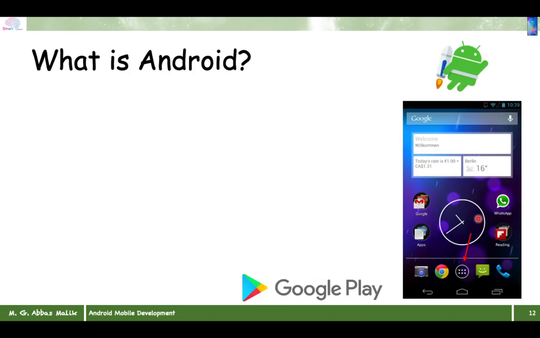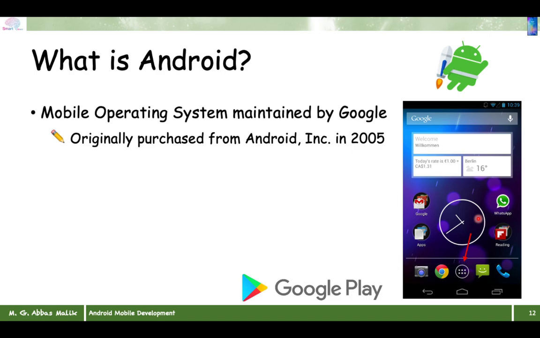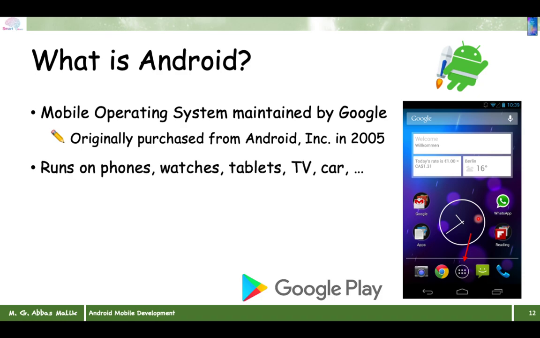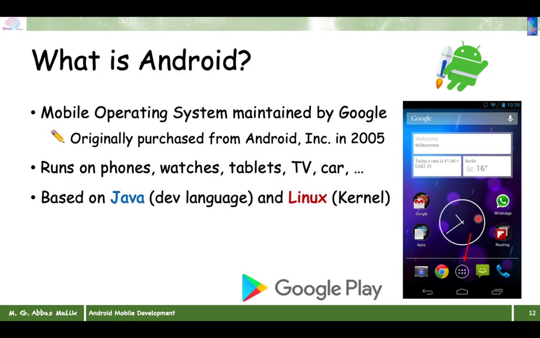Now we understand why we need mobile applications, why we need to learn them, and what the reasons are behind that, and what different environments there are. Now the point is, what is Android? Android is an operating system which was developed in 2005 by Android Incorporation, but later on Google purchased it, and now Google owns it. It runs on phones, watches, tablets, TVs and cars, so you can find a lot of different devices running on the Android operating system, based on the Java development language and the Linux kernel.